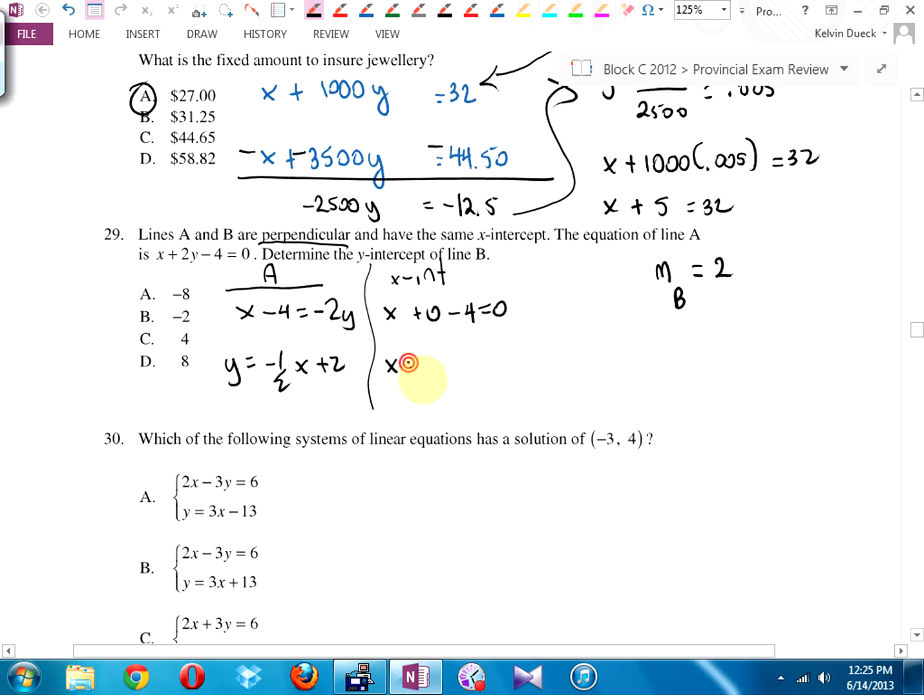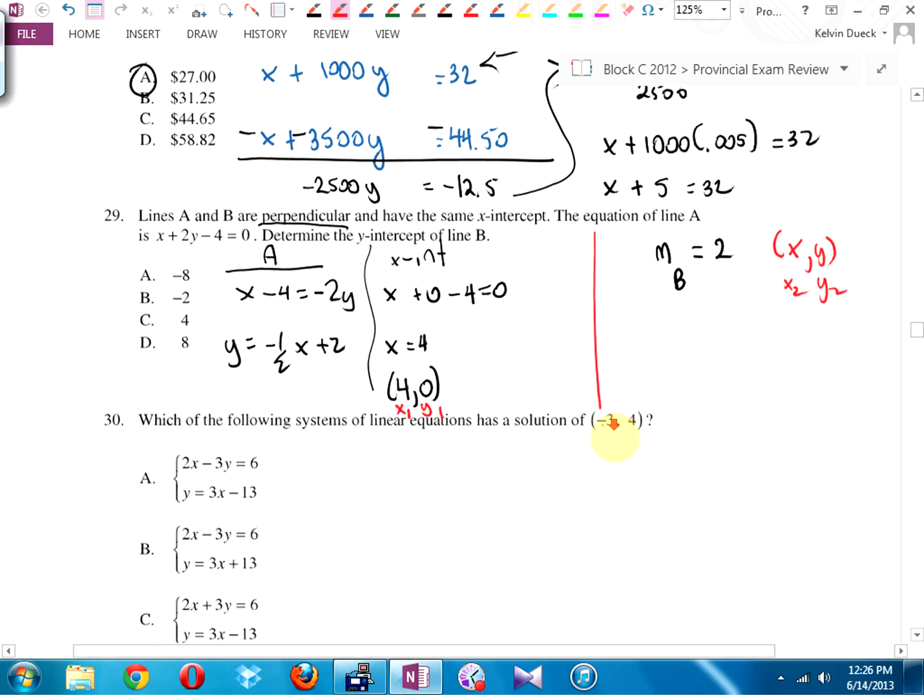What's the x-intercept? 4. As a point, 4, 0. That's a point on line B. What's the slope of line B? Yep. I'm going to let this be x1, y1. I'll let my generic x, y be x2, y2. And now I find the equation by using the slope formula.